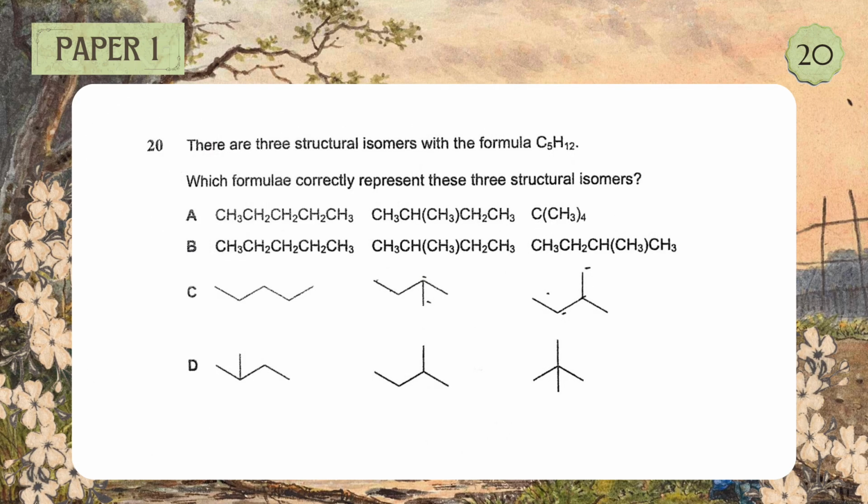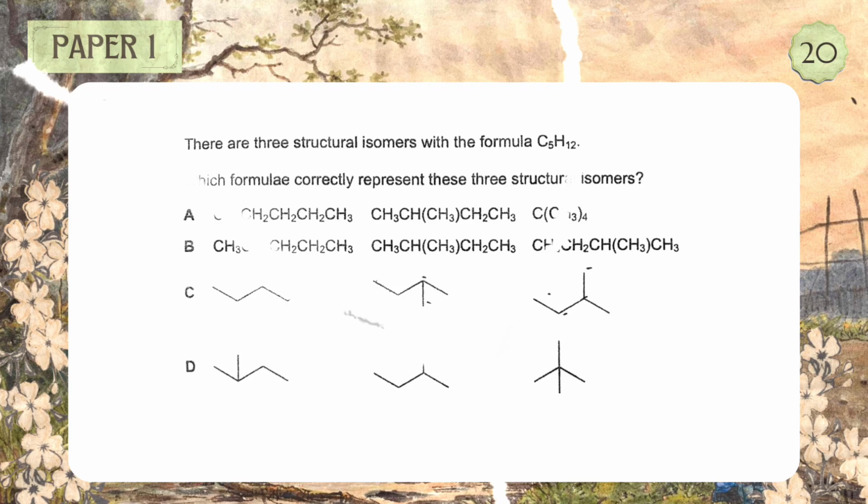For question 20, we need to find the option that correctly represents the three structural isomers of pentane: unbranched pentane, isopentane, and neopentane. Let's look at option A. The first formula is a straight 5-carbon chain. The second has a 4-carbon chain with a methyl group on the second carbon. The third is a central carbon bonded to 4 methyl groups. These are exactly the three distinct structural isomers. If you look at B, the second and third formulas are actually the exact same molecule, just written differently. C and D have incorrect or repeating skeletal drawings, so A is the correct answer.